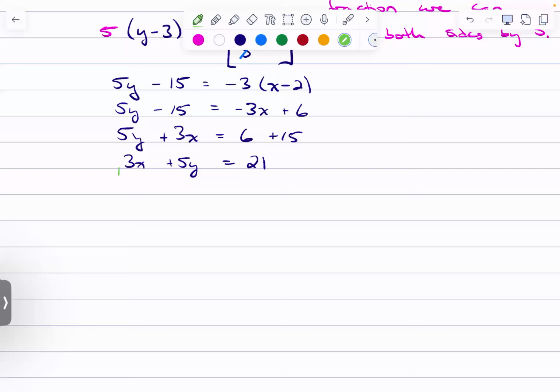And to map this out, a would be 3, b would be 5, and c would be 21. Nice.